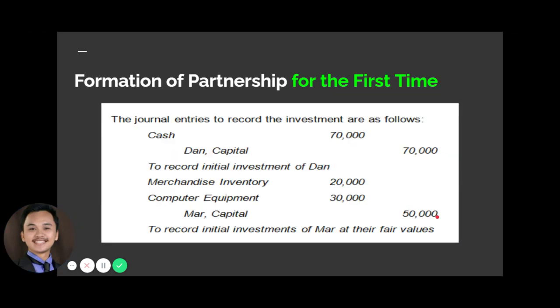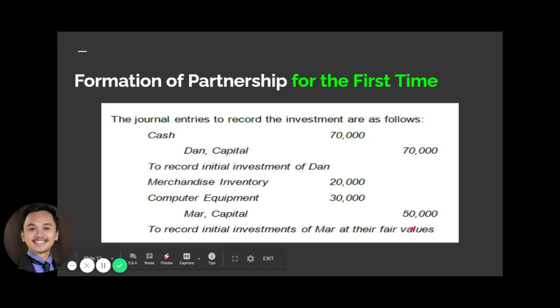So the journal entry to record that investment would include, from the point of view of Dan, debit cash, credit Dan capital for 70,000, the face amount of the money. And the journal entry to record the initial investment of Mar using the fair values of the property it has invested: debit merchandise inventory, debit computer equipment for 20,000 and 30,000 respectively, and then credit Mar capital for 50,000.